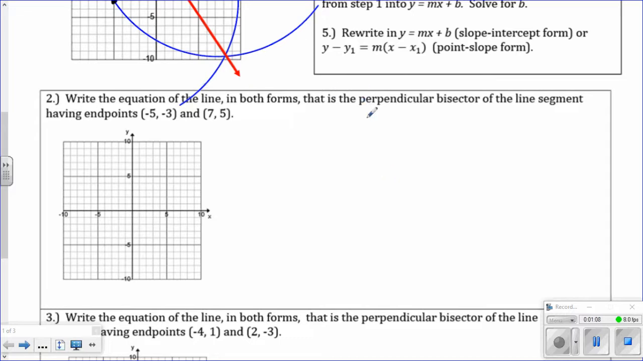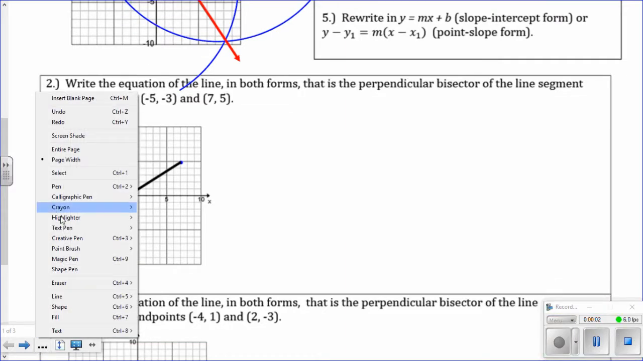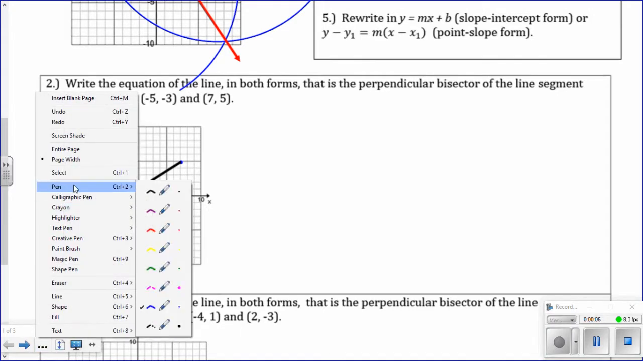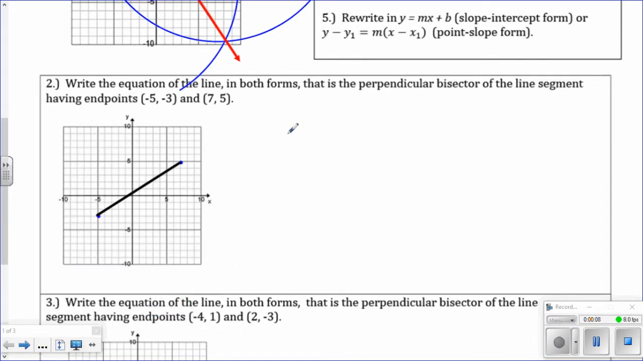So write the equation of the line that is the perpendicular bisector of the line segment having endpoints, and let's graph those points. And by the magic of movies here, I guess you could say, there is my segment. Okay, so it's the same segment as up above, so when we get our final equation, it should be the red line that we looked at in the first question.